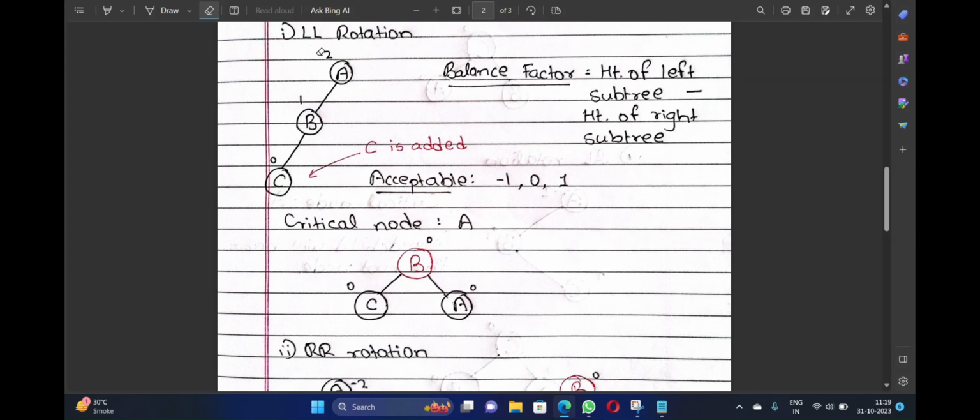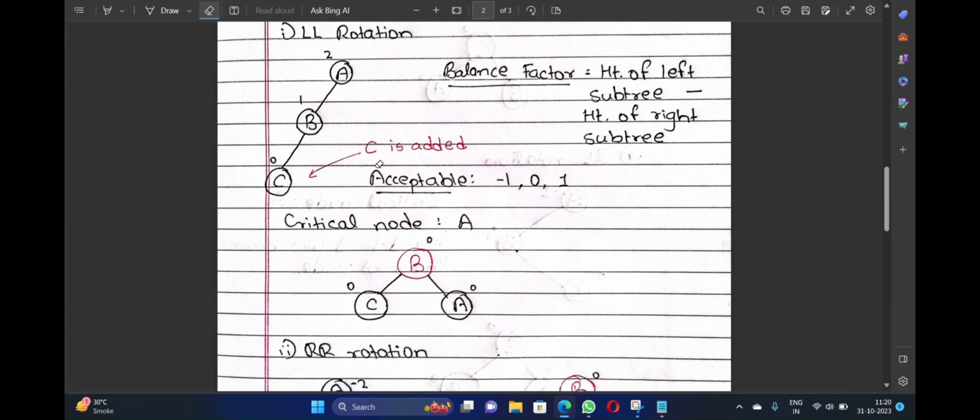Other than this, it will be considered as our critical node. So here our critical node is A. With respect to the critical node, we will be looking at the tree and adjusting it. We will be balancing the tree. We will be rotating the nodes.